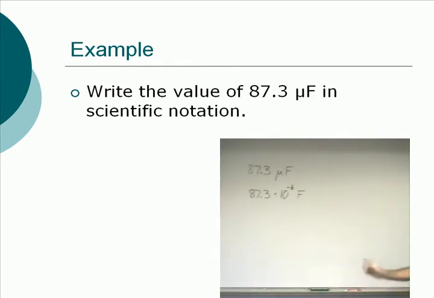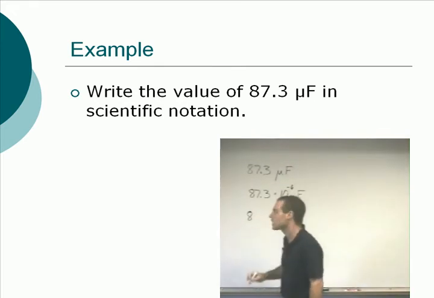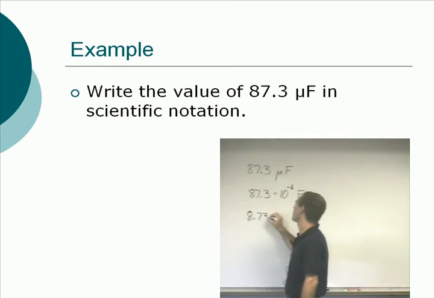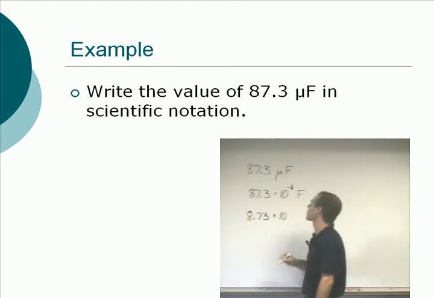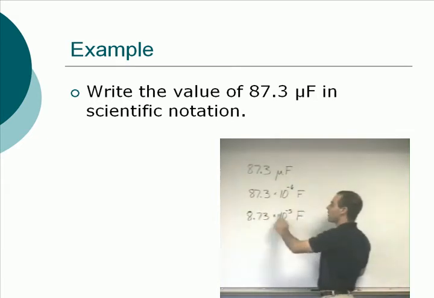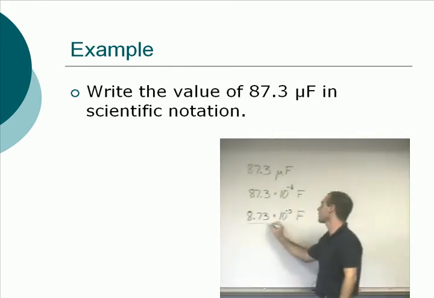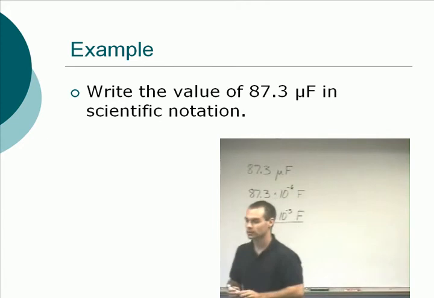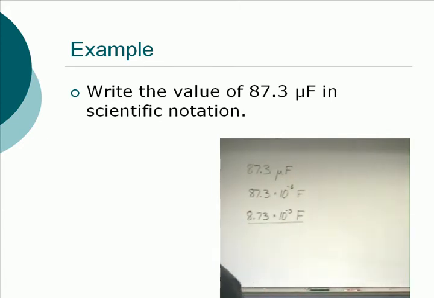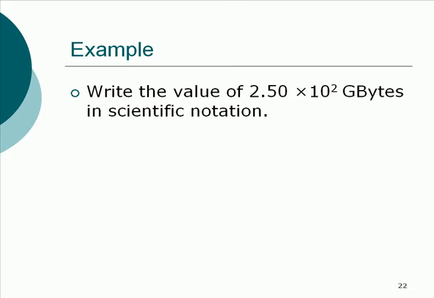The only thing we have left to do is adjust the coefficient. Right now it's too large. We have to make it 8 point, well, scientific, right? Yep, scientific, 8.73. That makes our power of 10 now negative 5. Our coefficient got 1 decimal place smaller, therefore our power of 10 has to get 1 spot larger. And there it is, scientific notation. 8.73 times 10 to the negative 5th farads. Questions about that one, or does it look good? Okay? All right.